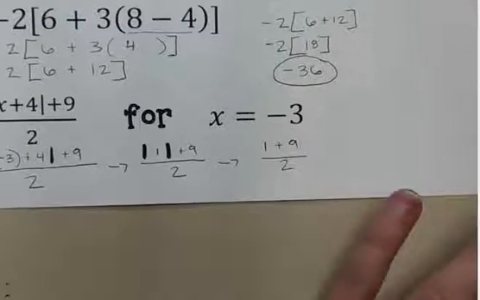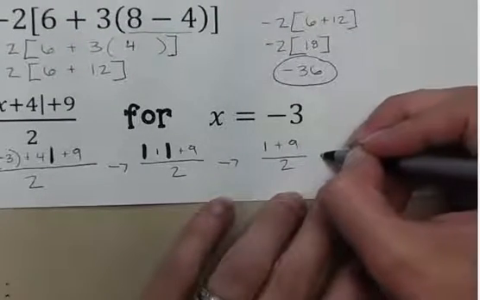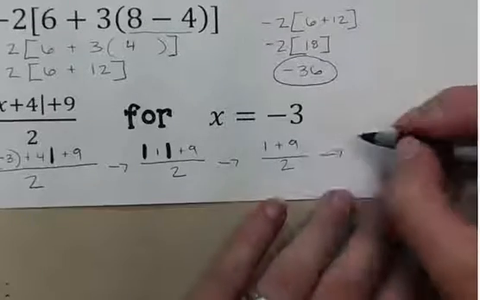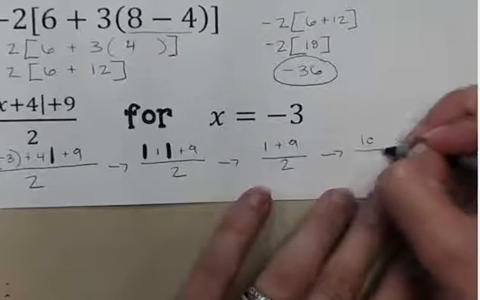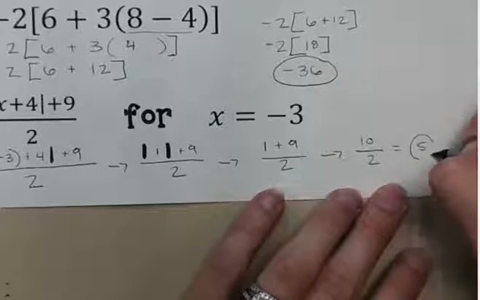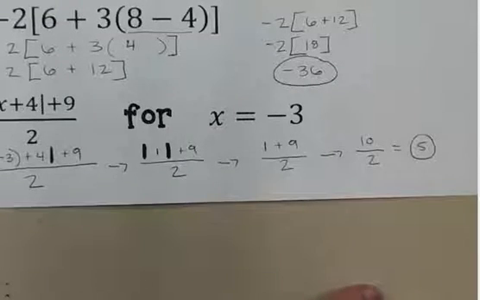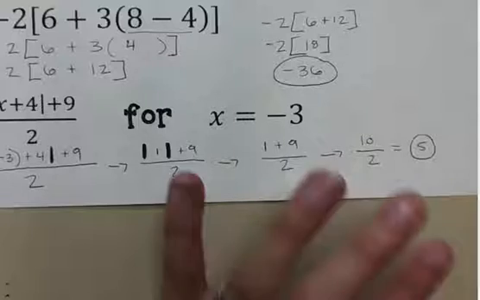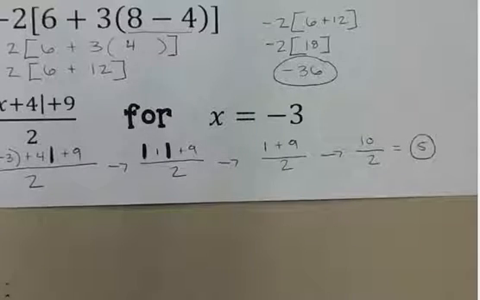Now, my next step is to simplify. Okay, from here, I can add 1 plus 9, which is 10. And the last step here is dividing by 2, so your answer here is 5. Okay, so those are my two answers for this. We're going to talk about all of this today.